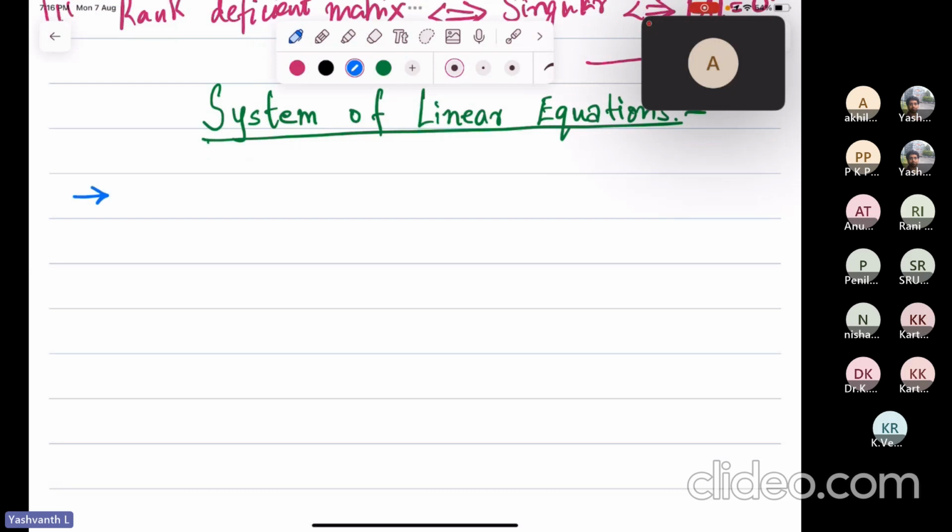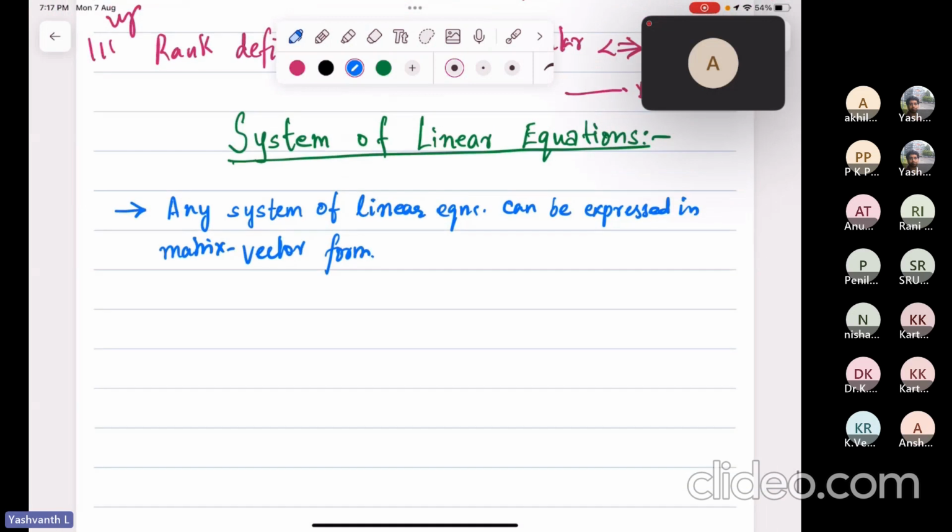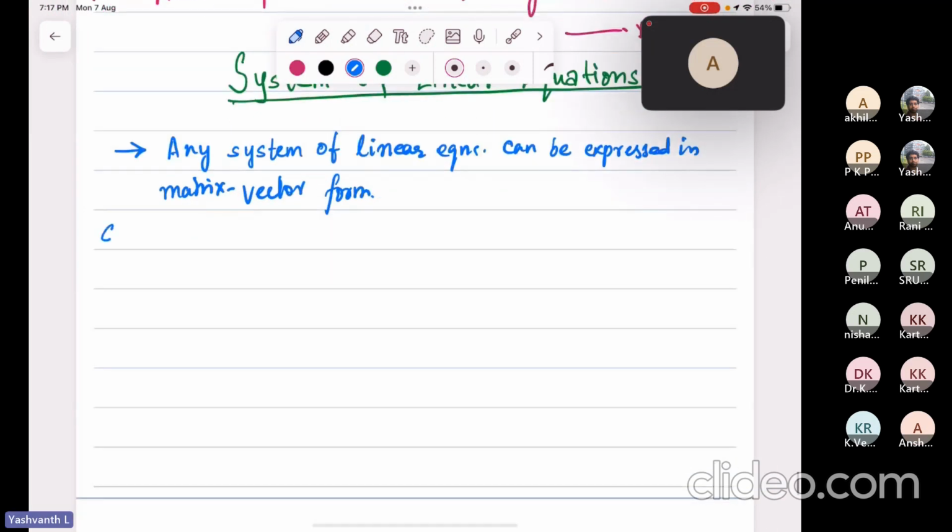Let me, for the sake of completeness, start with this particular statement: any system of linear equations can be expressed in matrix vector form. For example, consider the following equations.